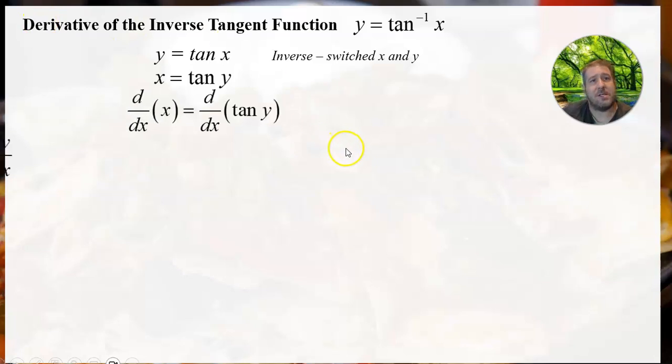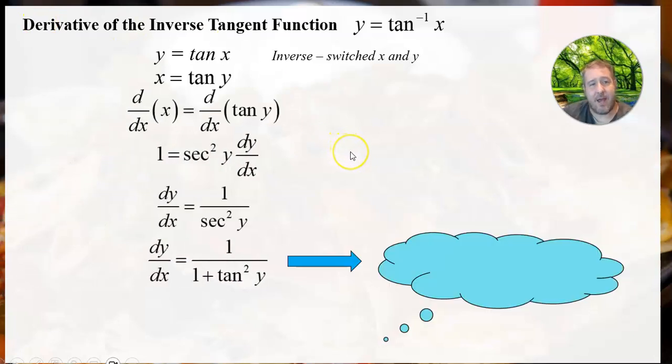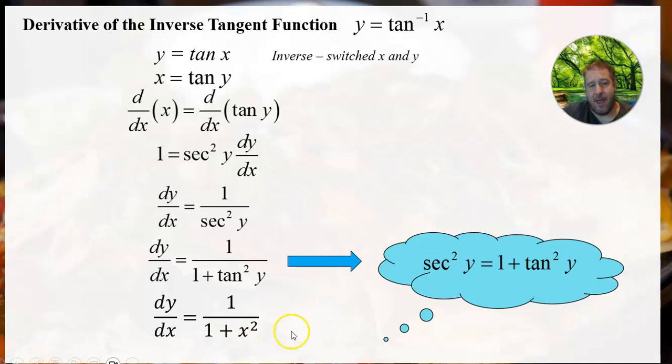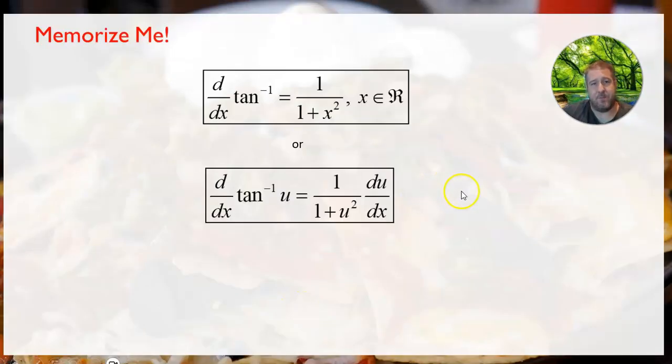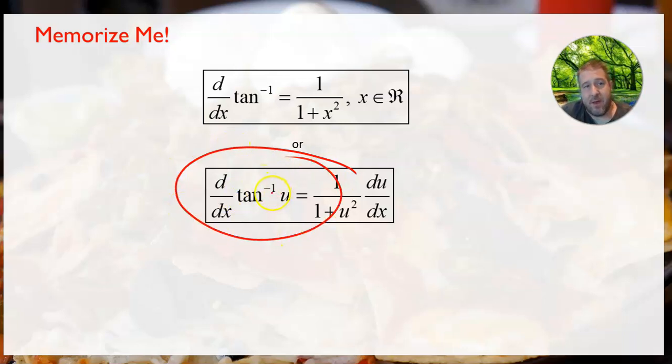Inverse, so same steps. I'm not going to go through these again. I know that took quite a bit of time, but it's basically the same steps. Switch their x and y, differentiate both sides to find the inverse tangent, and you end up getting this as your equation. So this is what you need to memorize right here. The derivative of tangent inverse will be this.